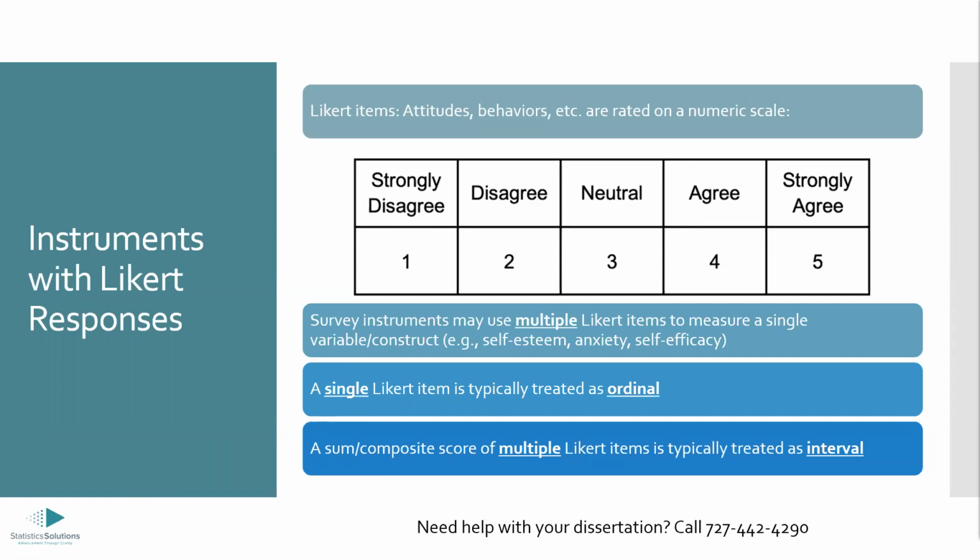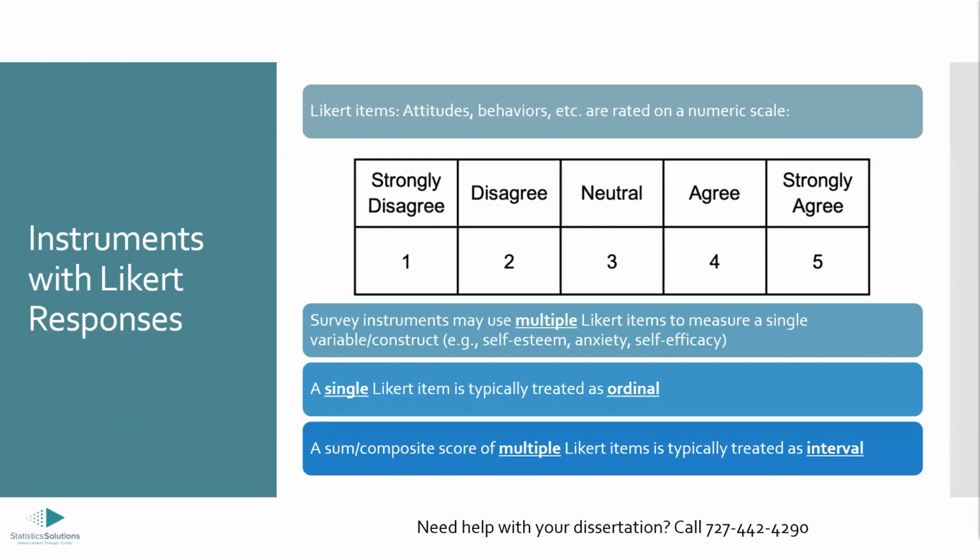using a scale like the one we see here. A basic example would be a 1 to 5 scale that varies from strongly disagree to strongly agree. And we see that we have disagree, neutral, and agree as points in the middle of those. So these are used very often in social sciences and dissertation level research.